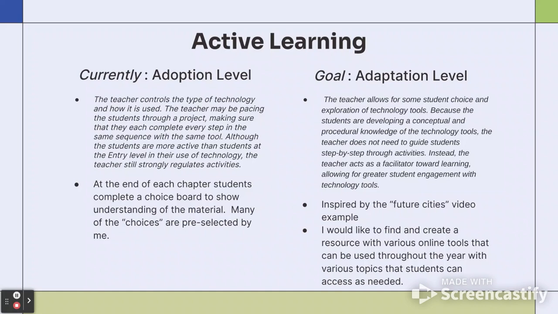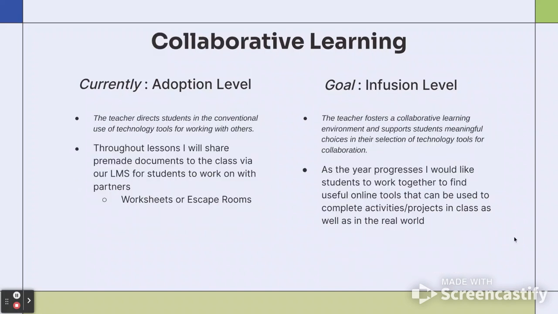However, many of the choices there are pre-selected by me with very little options for them to go out and pick their own technology. I did like the future cities video example and the adaptation level, and I feel like that's something I could do in my classroom. So I would like to find different tools and resources that can be used throughout the year that the students can use when they feel like it's needed and can work best for them.